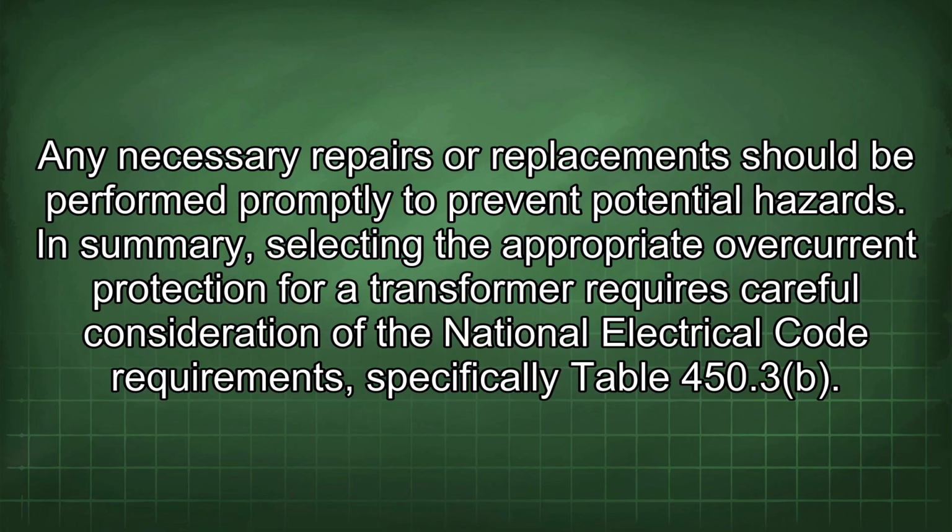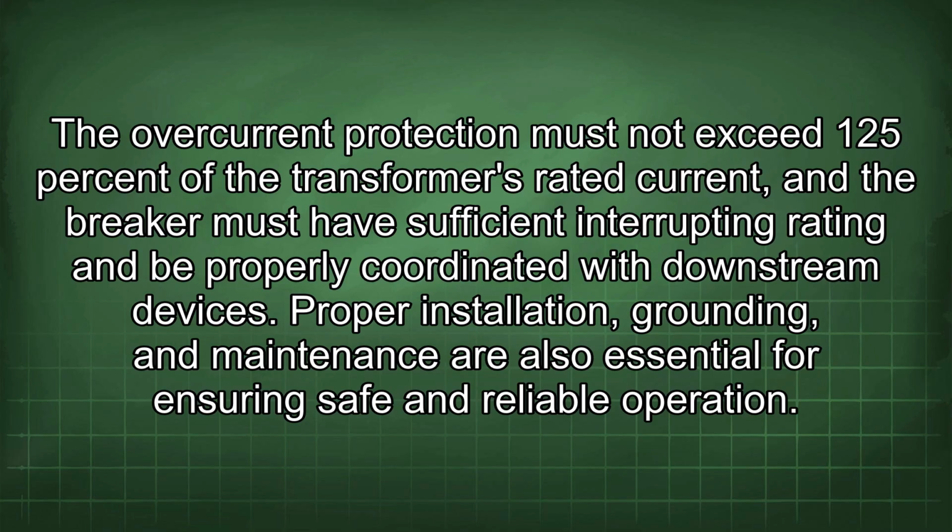In summary, selecting the appropriate overcurrent protection for a transformer requires careful consideration of the National Electrical Code requirements, specifically Table 450.3. The overcurrent protection must not exceed 125% of the transformer's rated current, and the breaker must have sufficient interrupting rating and be properly coordinated with downstream devices.